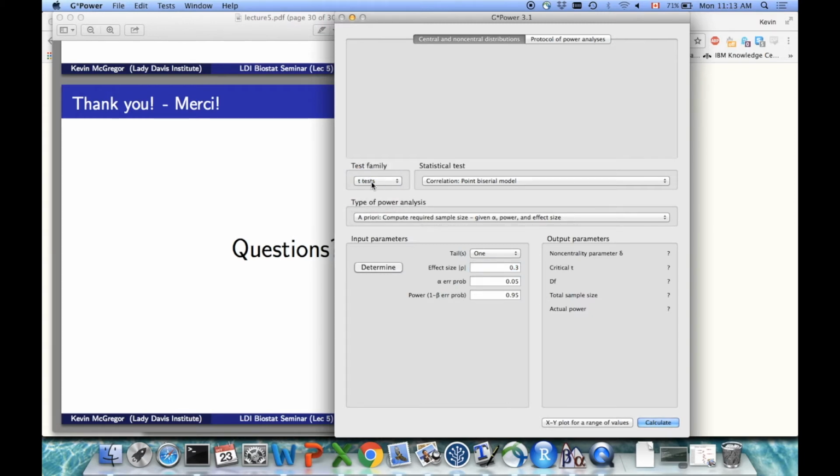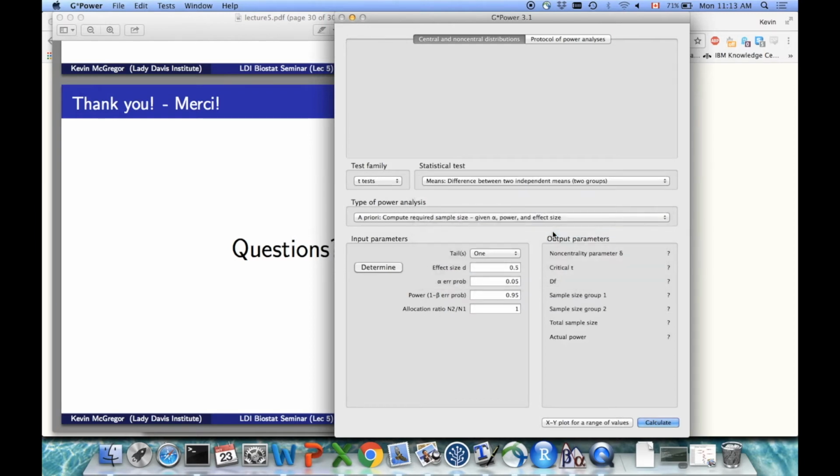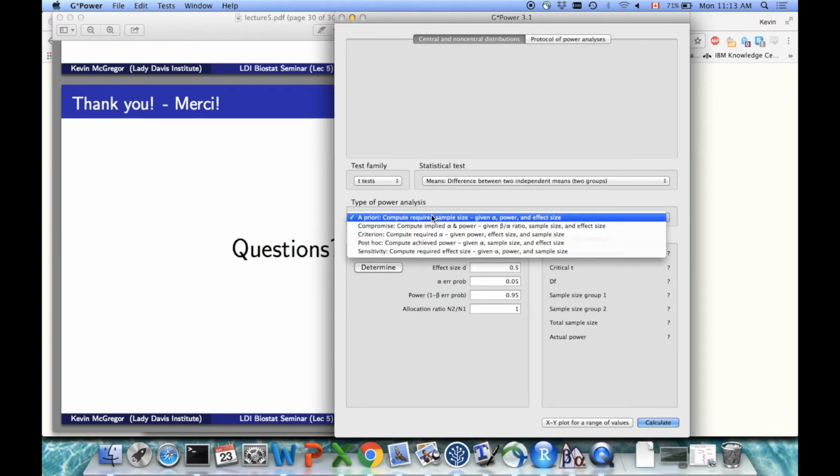So I'm going to show you how to do what we talked about in the lecture today, the independent samples t-test. So once you have the test family chosen, you can choose your statistical test. So I'm going to look at the difference between two independent means, two groups. So that's exactly our independent samples t-test. And as you can see, you can do all sorts of different power analysis.